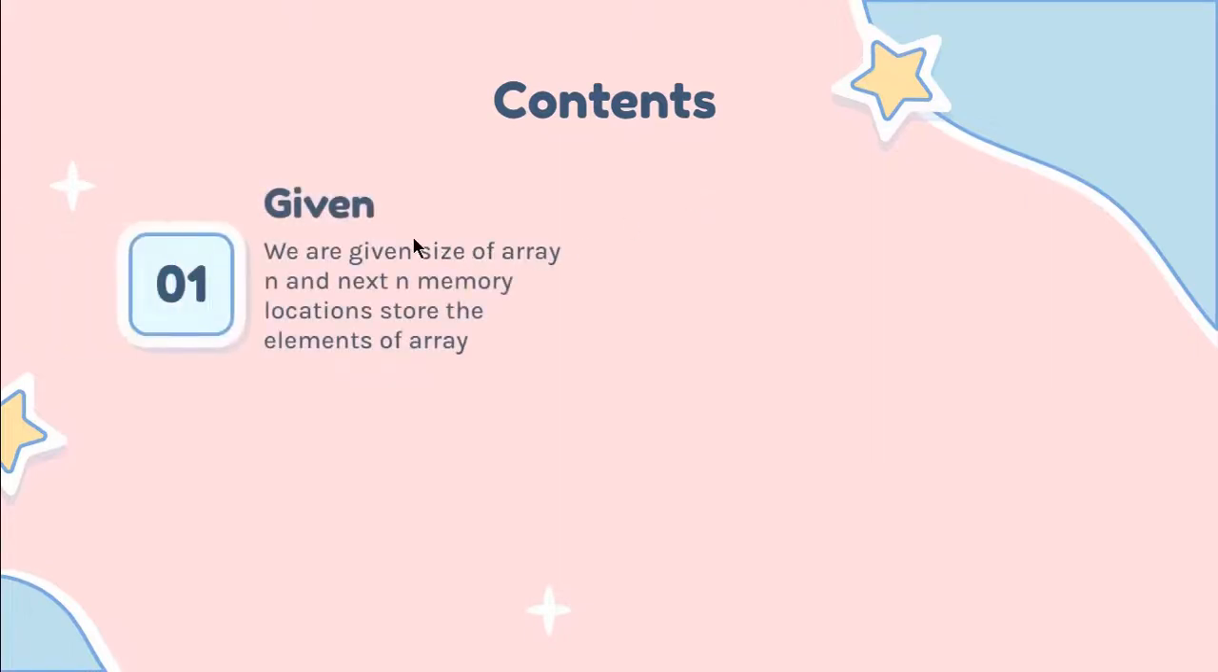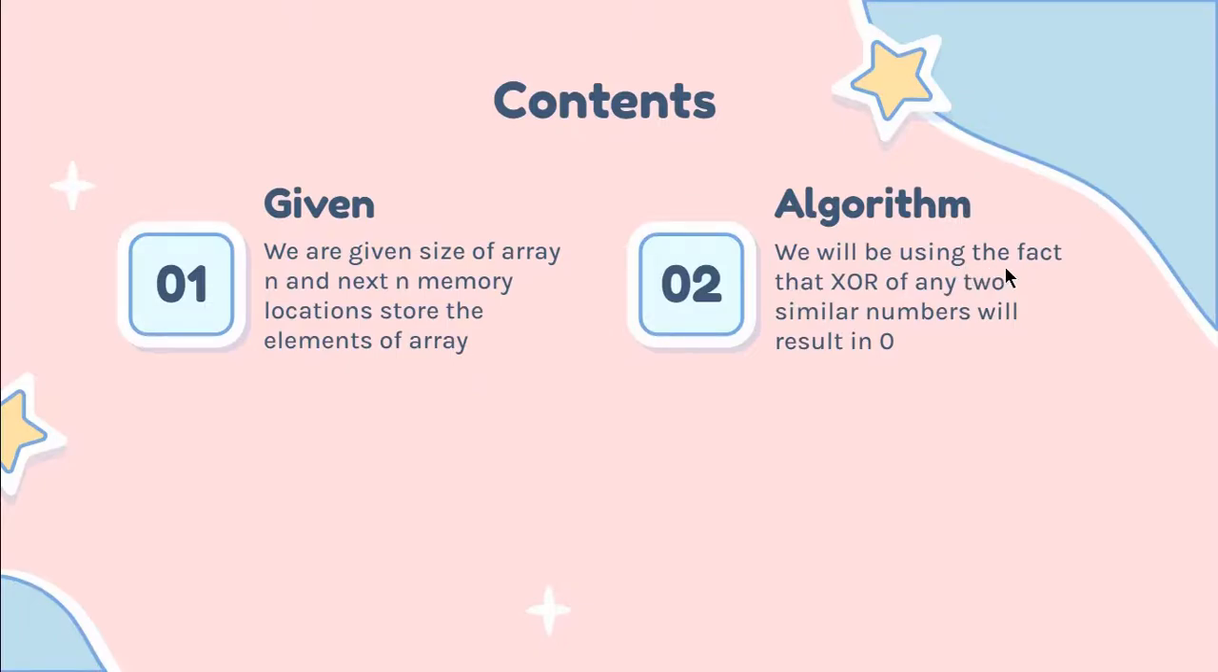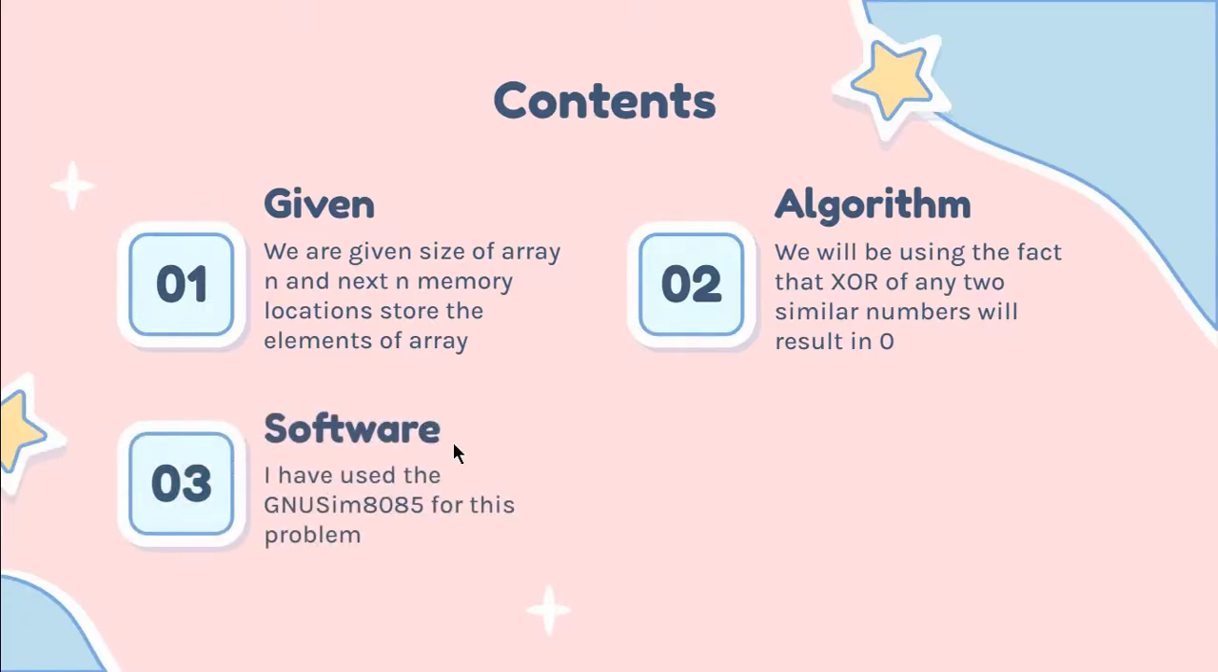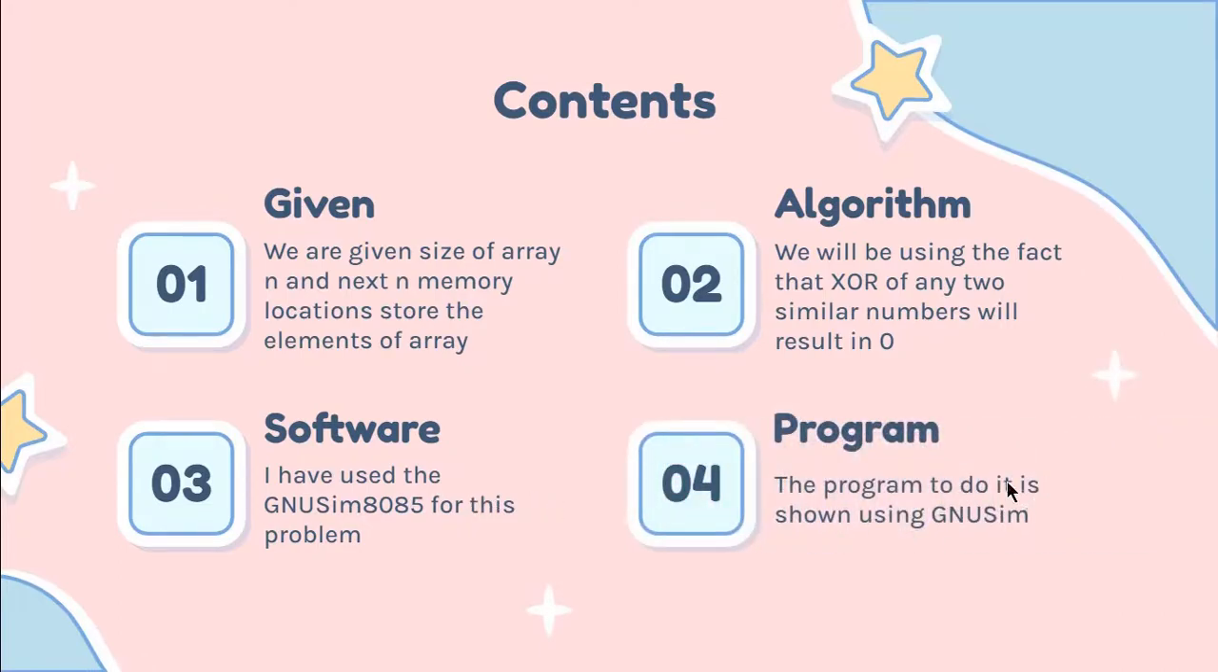First we will see what the contents of our presentation are. We are given an array of size n, and the next n memory locations will be storing the elements of the array in our GNU simulator. The algorithm we will be using is nothing but the simple logical operation XOR. We will be using this and we will see it in the next slides. The software we are using here is GNU Simulator 8085, and finally we will be seeing the code, how we can code and how we can get the unique element from the array.